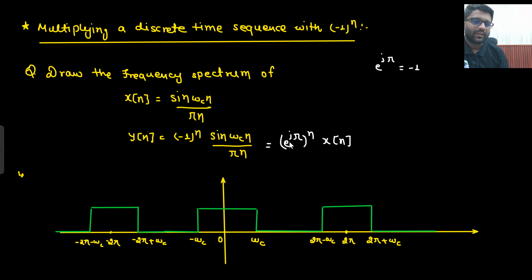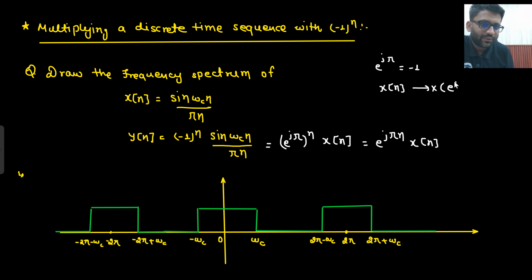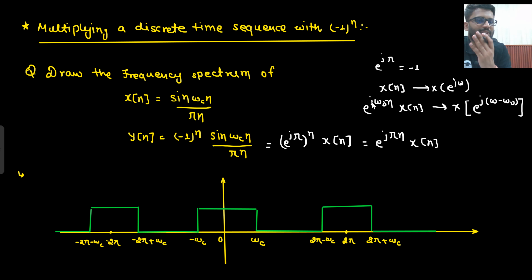Say yes or no. Let's write it down in a good manner: e to the power j pi n times x of n. Do you remember the property? If x of n has the transform X(e^jω), then e^(jω0 n) x of n will have just the graph shifted by omega naught. If omega naught is positive, it will be shifted to the right hand side, and if it is negative, then it will be shifted to the left hand side, right?